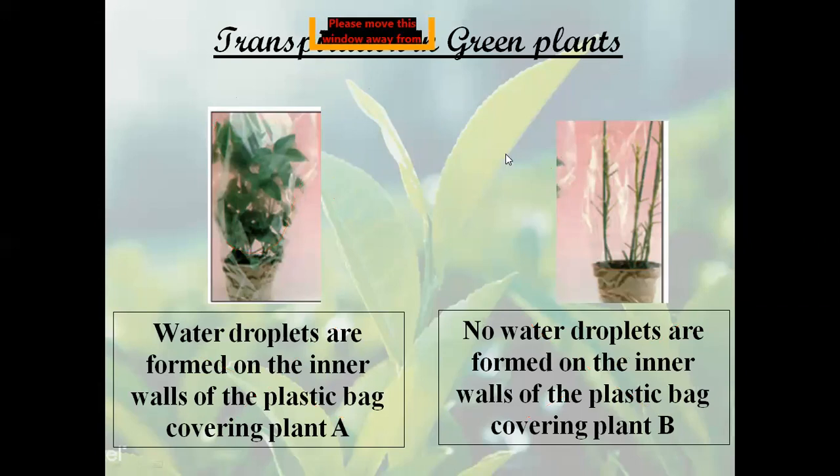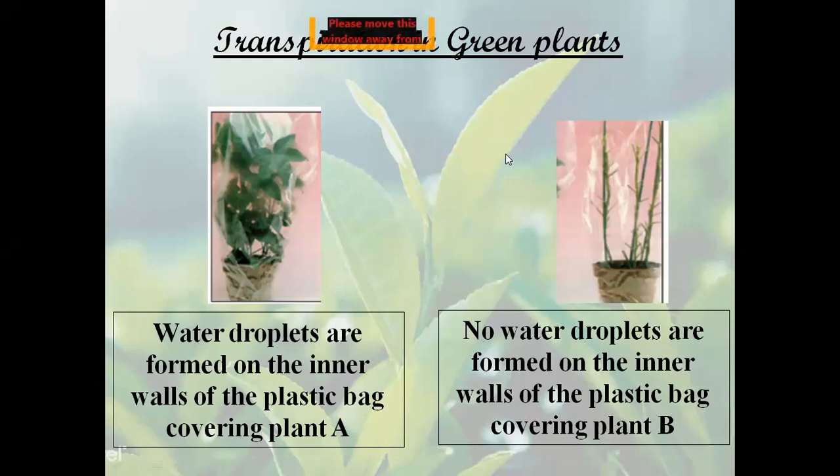So the variable factor: one plant has a leaf and the other lacks the leaf. Both are covered by a plastic bag. Water droplets are formed on the inner wall of the plastic bag covering plant A. So we have water droplets. However, no water droplets are formed on the plastic bag covering plant B. So what is responsible for the formation of the water droplets?